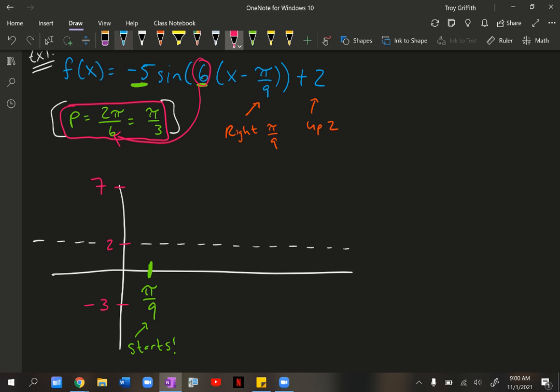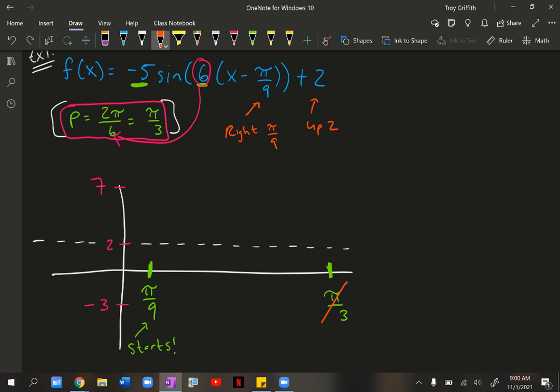Now, number one mistake. See, people make this mistake all the time. They come over here and they say, all right, the length of the period is pi over 3, which means this ends at pi over 3. This is wrong. Do not do this. Okay? If the period started at 0, it would end at pi over 3. But you have to remember that this period started at pi over 9.